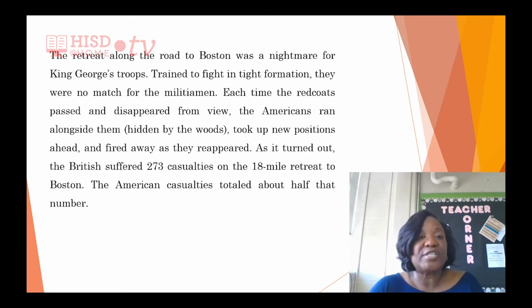The retreat along the road to Boston was a nightmare for King George's troops. Trained to fight in tight formation, they were no match for the militiamen. Each time the redcoats passed and disappeared from view, the Americans ran alongside them, hidden by the woods, took up new positions ahead, and fired away as they reappeared. As it turned out, the British suffered 273 casualties on the 18-mile retreat to Boston. The American casualties totaled about half that number.